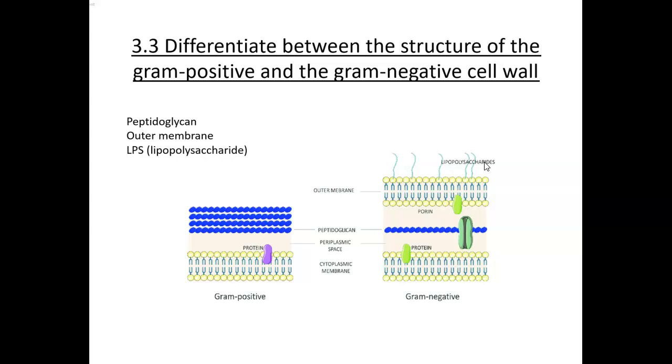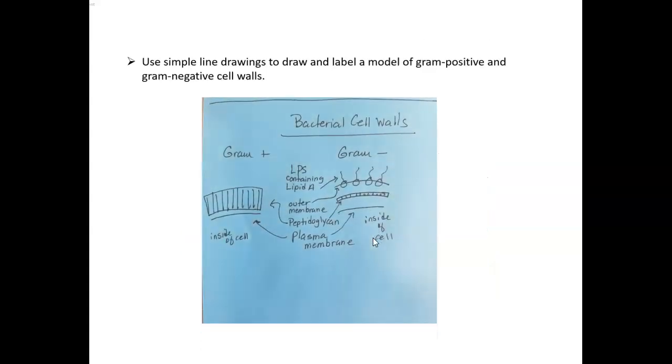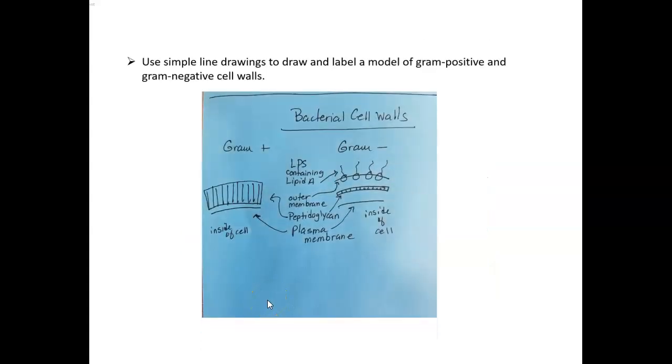What I want you to remember about the difference in structure of gram-positive and gram-negative, I always do this: I draw myself a simple line drawing. In a live class, I would have students do this. I would say, here's the inside of the cell. There's your plasma membrane. And then gram-positive cells have a thick layer of peptidoglycan.